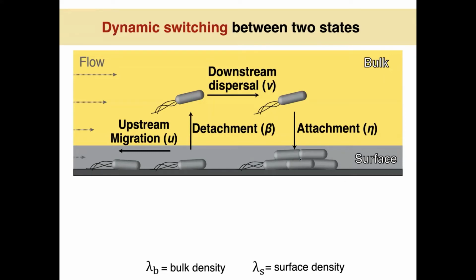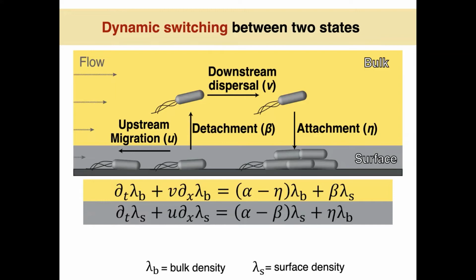We describe the system as having two phases: a surface phase and a bulk phase. The bacteria can move upstream on the surface, which we describe as advection in the upstream direction. They can detach and move from one phase to another, from the surface to the bulk, and they can get advected inside the bulk very fast and move downstream. And at some point they can reattach to the surface. So there's this cyclical process that involves detachment, attachment, and movement upstream and downstream.